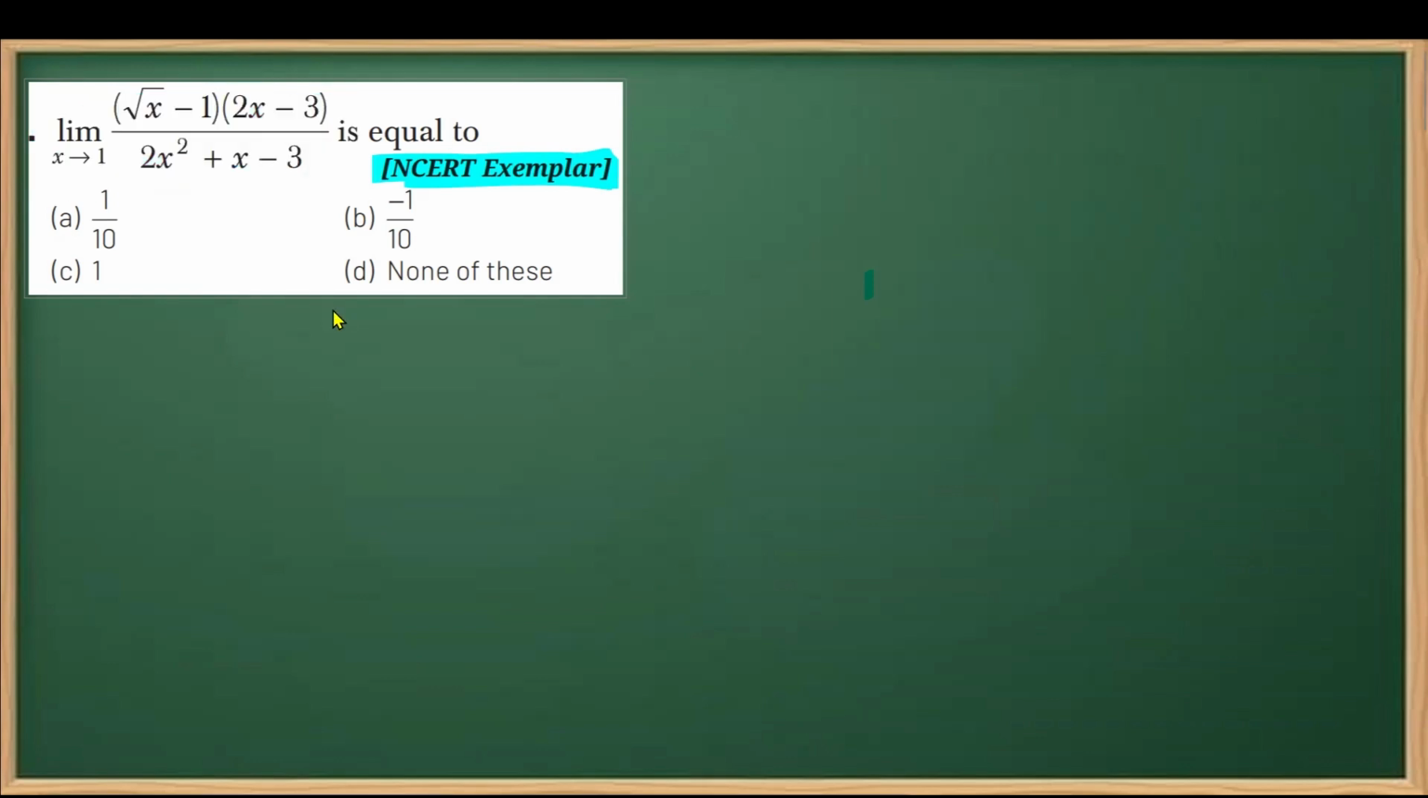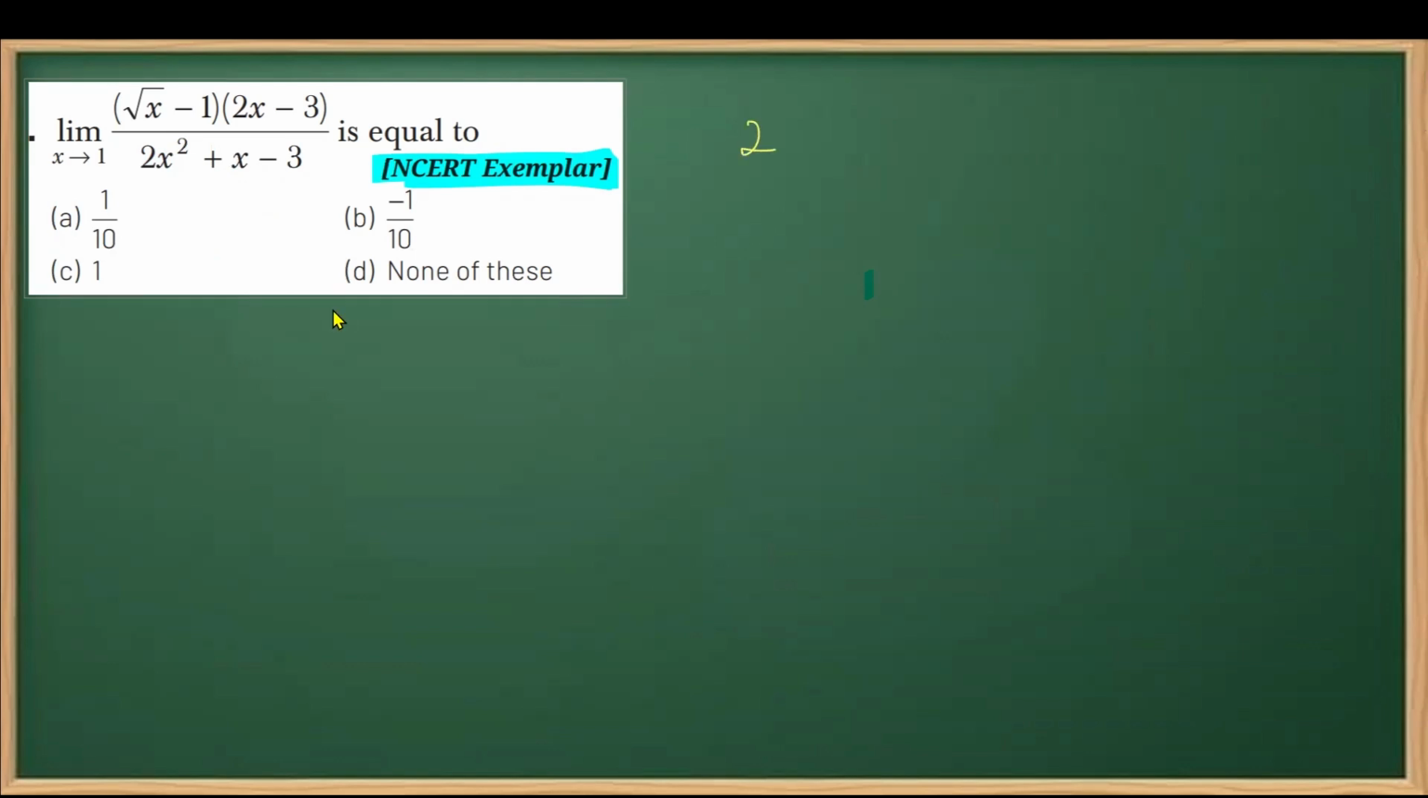First, we can observe here that this is in the form of 0 by 0. As you can see, if I replace x with 1 over here, this is 2 into 1 plus 2 into 1 is 1, right? 1 plus 1 minus 3 is equal to 0. So we have to eliminate the factor, and we will do it by the method of factorization.